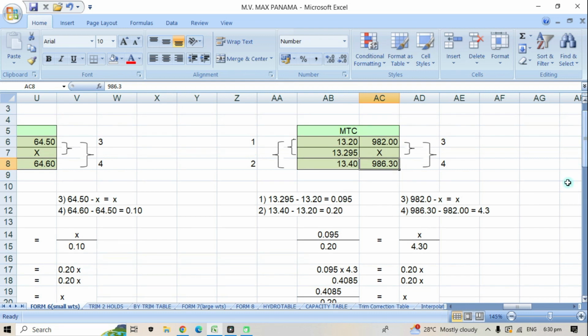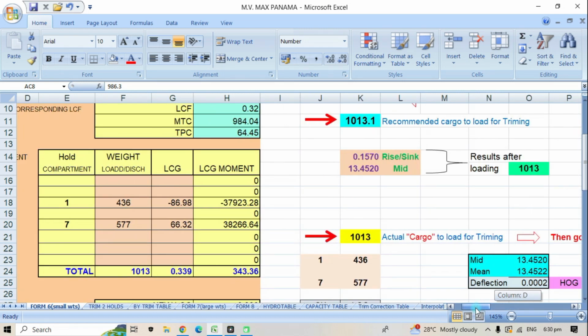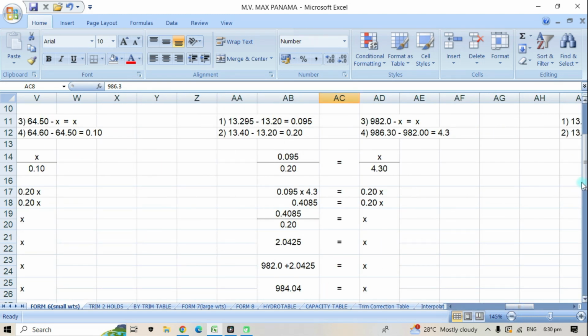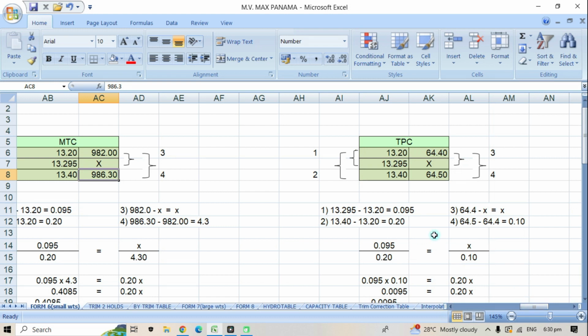Okay, MTC is 984.04. Then we look for the LCF and TPC, with the same figures. One is 13.20, this is your mean drop, and 13.40, and the value of 13.20 in TPC.